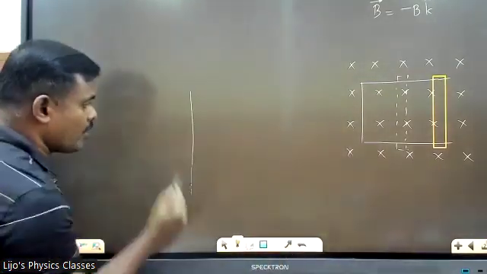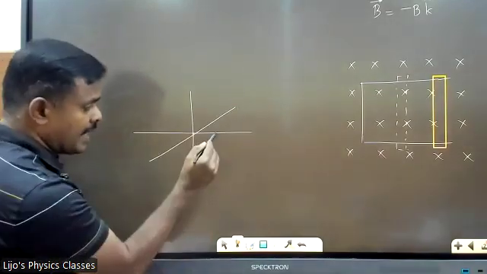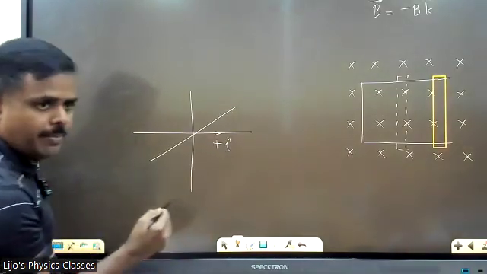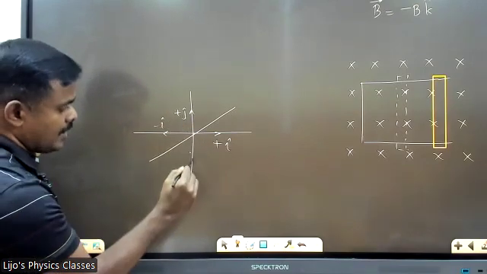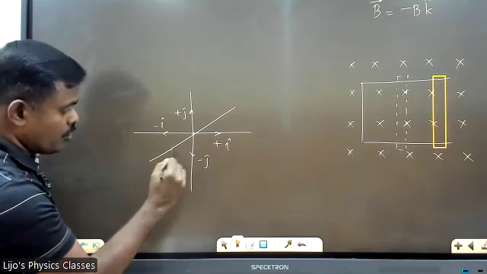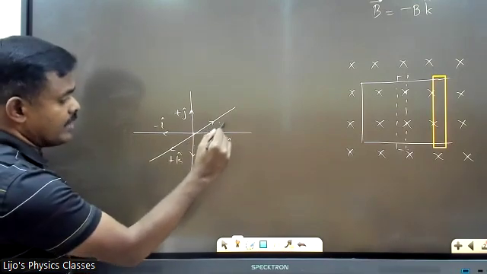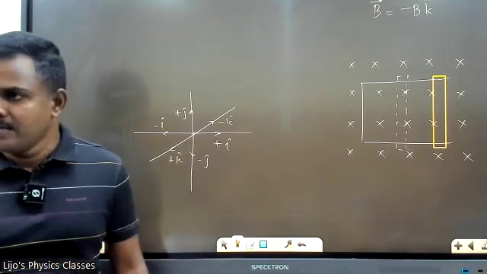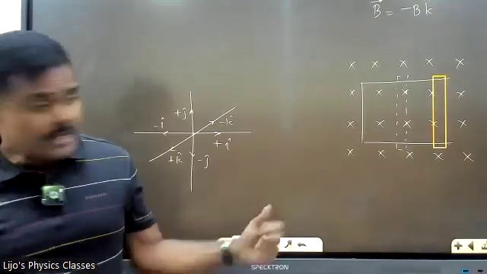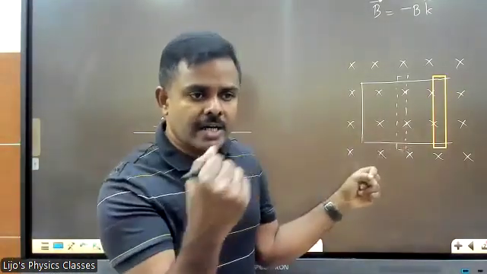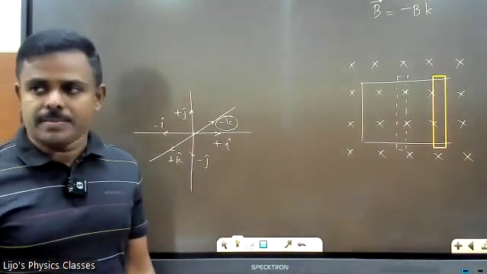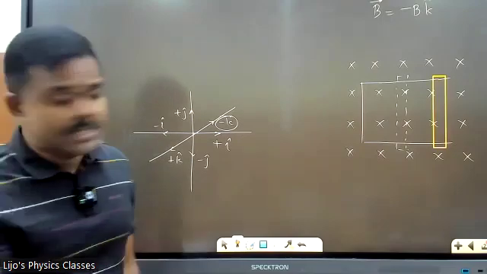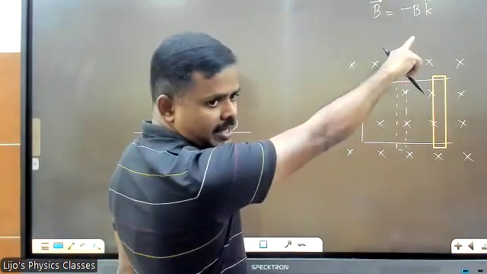Right, we have six coordinate directions. Rightward is represented by plus I cap, leftward is minus I cap. Upward is plus J cap, downward is minus J cap. Outward is plus K cap, inward is minus K cap. You learned this already. Here the magnetic field is where? Into the board, right? Into the board means I must attach a minus K cap. That is how I wrote the magnetic field as minus B K cap.